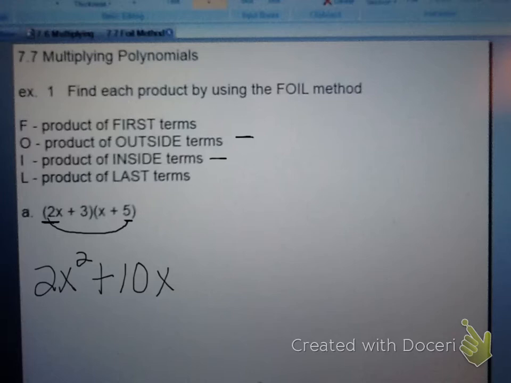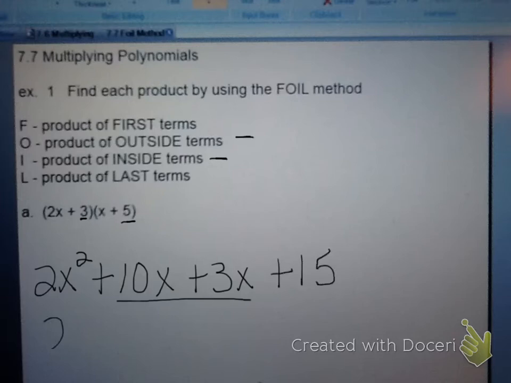And the product of the inside terms, or what's inside, the 3 is the inside and the x is the inside. And I call that my inside smiley face. Multiply those together, I get a positive 3x. And my last term is the last term of each binomial, which is 3 and 5. Multiply those together, and I get 15. Combine the two middle terms, and I get 2x squared plus 13x plus 15.